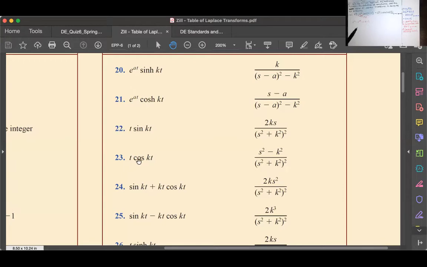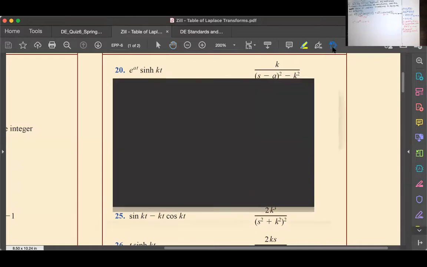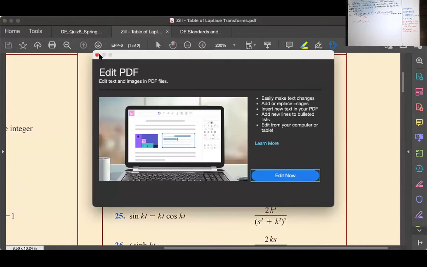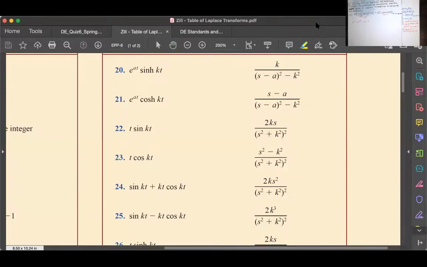We have t times cosine of kt, and this is t times cosine of 4t, so k is equal to 4. Now, according to this rule, let's see. Oops, that's not what I wanted. I was trying to annotate. There we go. Here's my Laplace transform of t times cosine of kt.